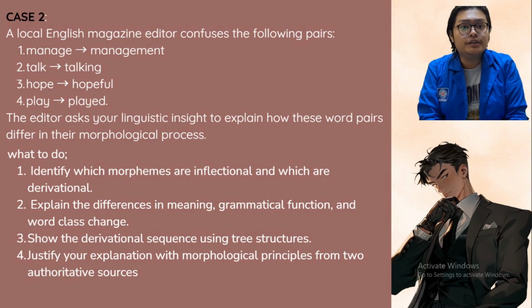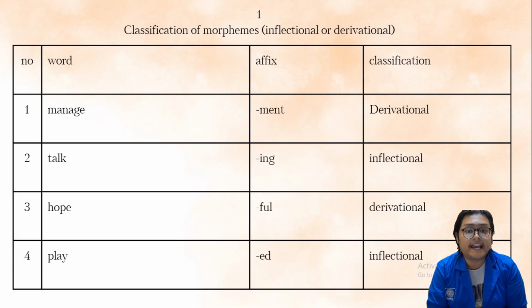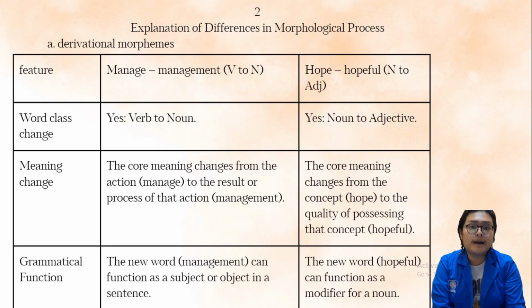So what to do? First, classifications of morphemes, whether inflectional or derivational. In the word management, the affix "ment" makes it a derivational morpheme. Talk, with the affix "ing", becomes an inflectional morpheme. Hope plus ful is a derivational morpheme because it changed the meaning. Play plus ed is inflectional, it indicates the past tense. Move to number 2.